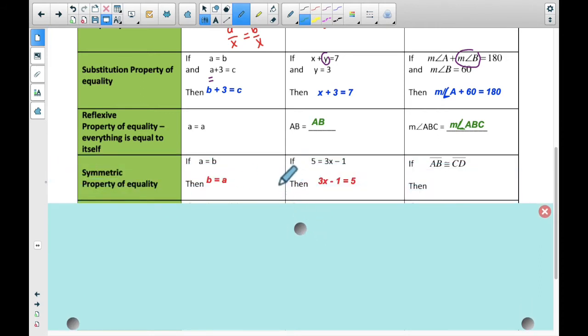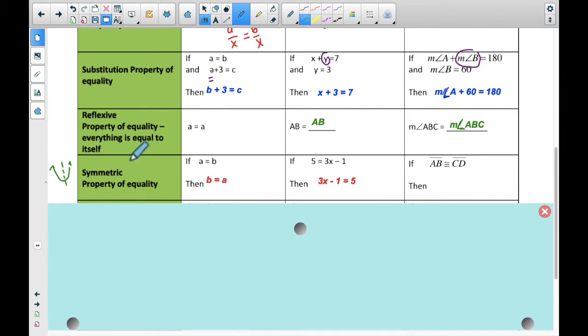Now the symmetric property. Remember, symmetric is like, we've done parabolas, haven't we? It's like the same on each side. It's very similar to the reflexive property, it's just kind of opposite. So if A equals B, then B equals A. Or if 5 equals 3x minus 1, then 3x minus 1 is equal to 5.